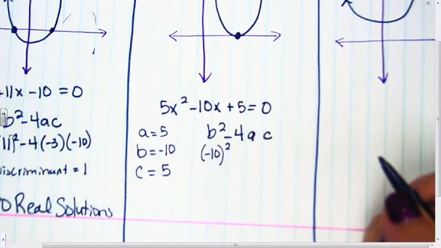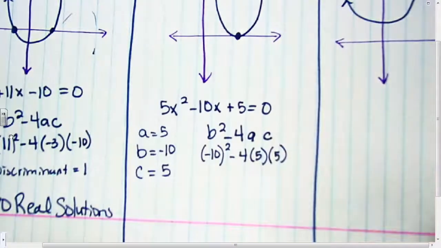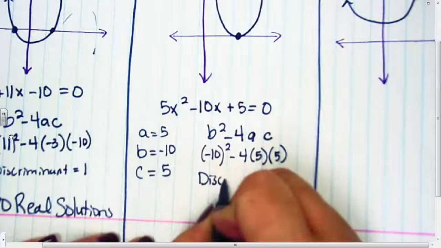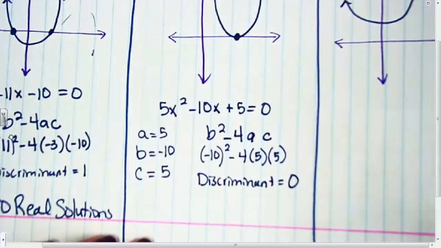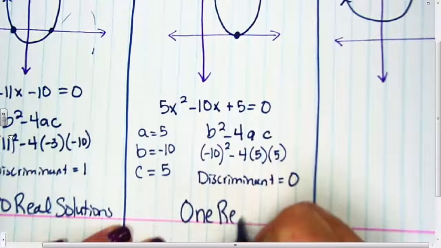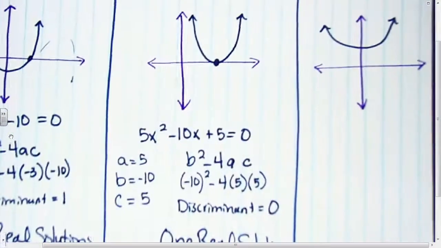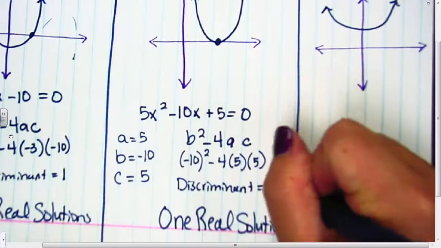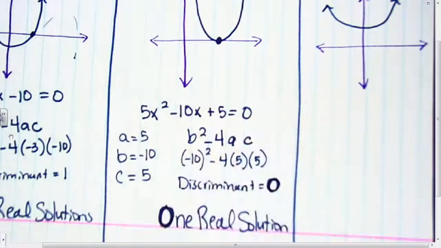Parentheses, negative 10 squared minus 4 times 5 times 5. I type this all into my calculator, and I get that the discriminant is equal to 0. When you get it equal to 0, that means that you have one real solution, which is why it only touches the graph that one time. Usually for my students in the past, to help them remember this, I do a bold 0 here and a bold capital O on 1.